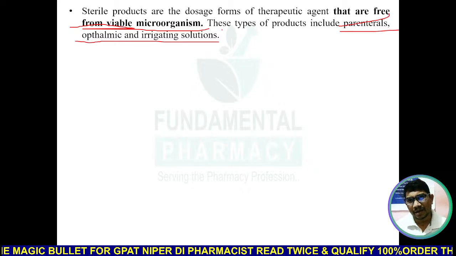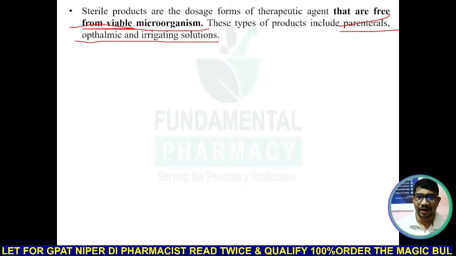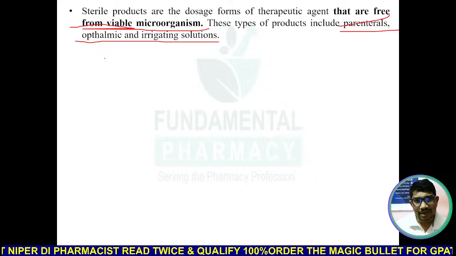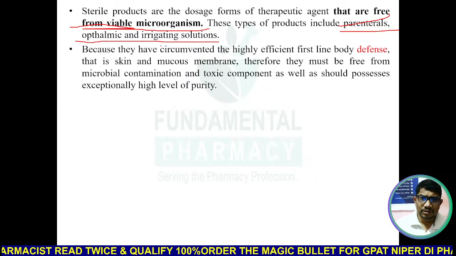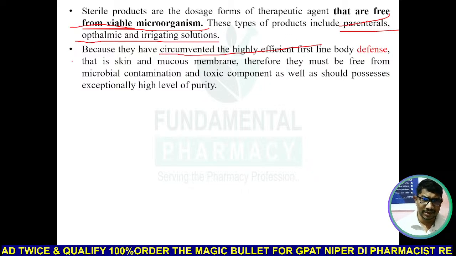The product like your parenteral means injections, and ophthalmic product means product used with the eyes, and irrigating solutions. So all of them are sterile products, because they have circumvented the highly efficient first line defense of the body, that is skin.